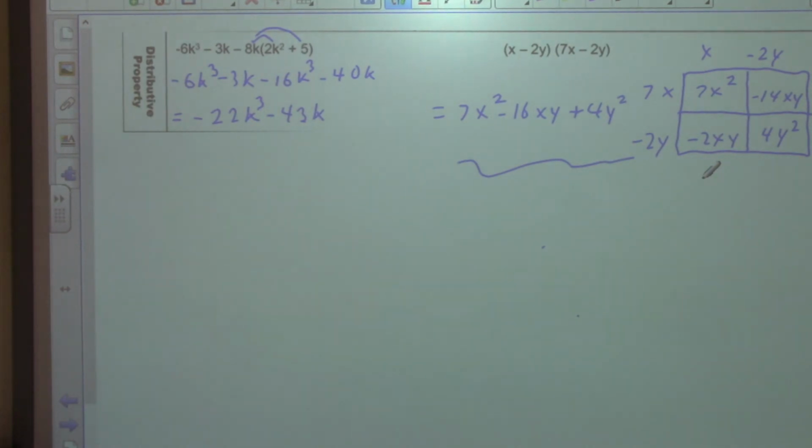What I want you to do is get out your notebook. We're going to take some notes today for a little while. And we're going to start on section.